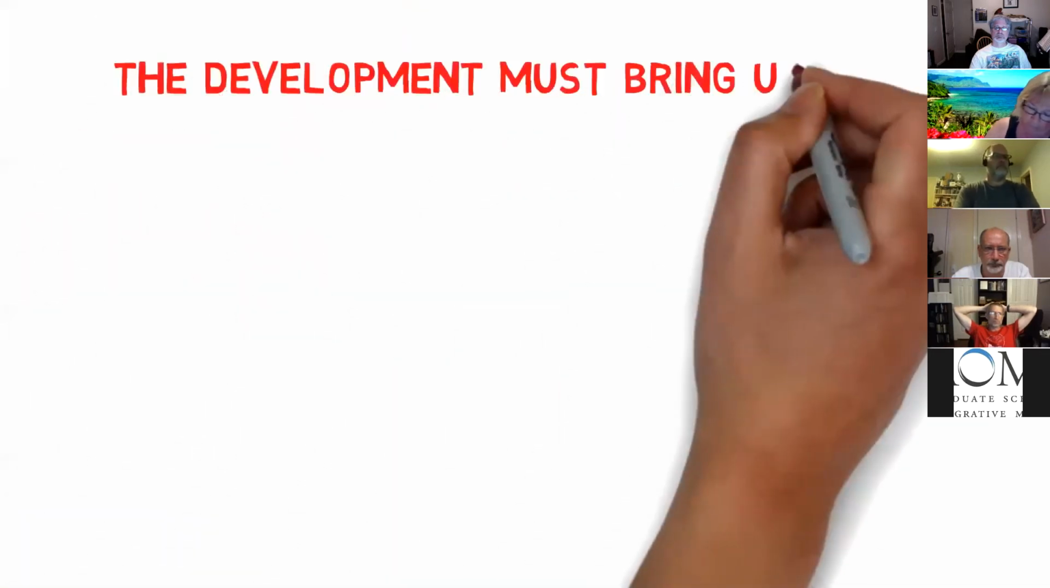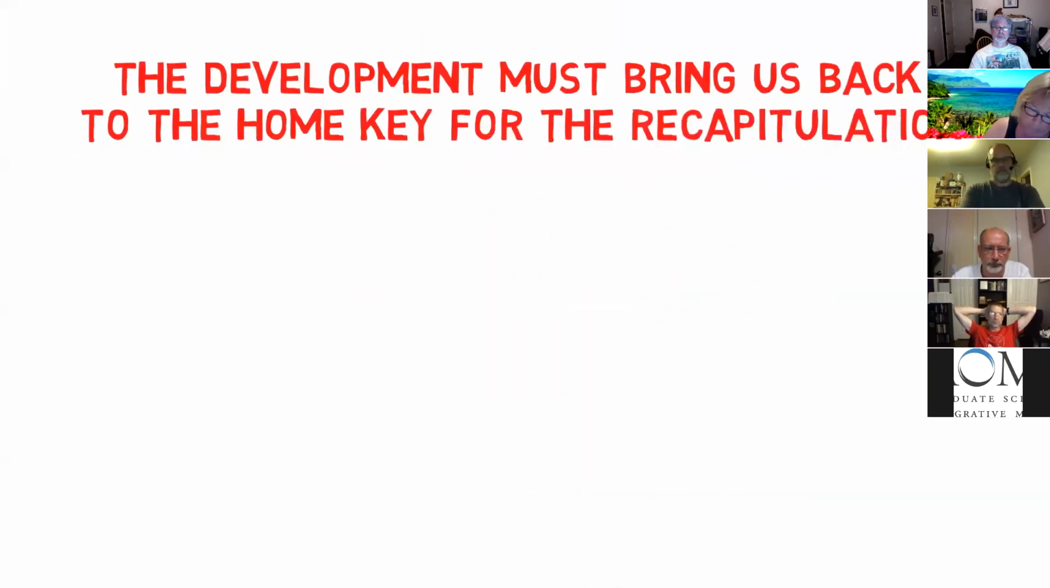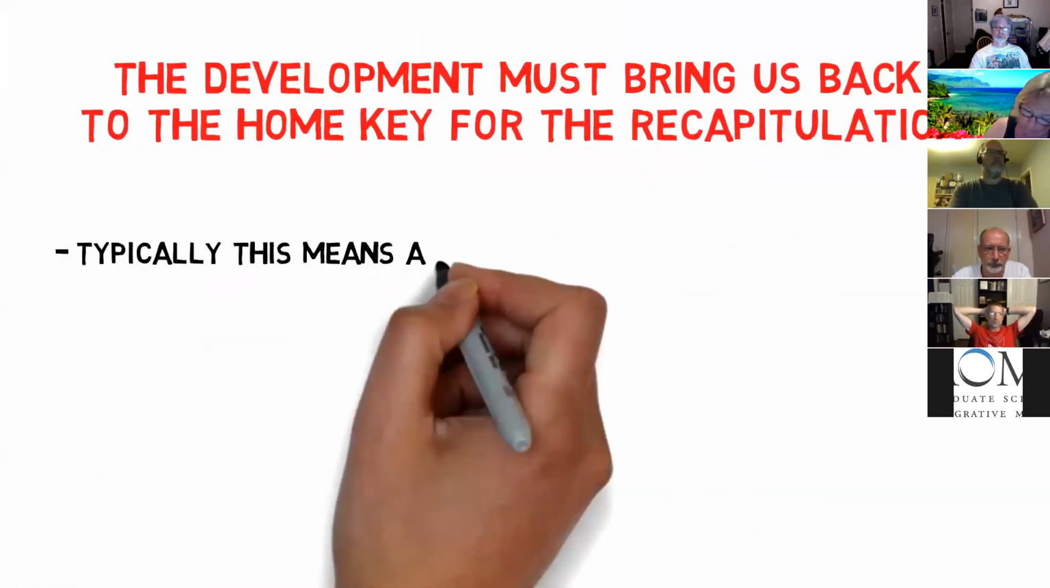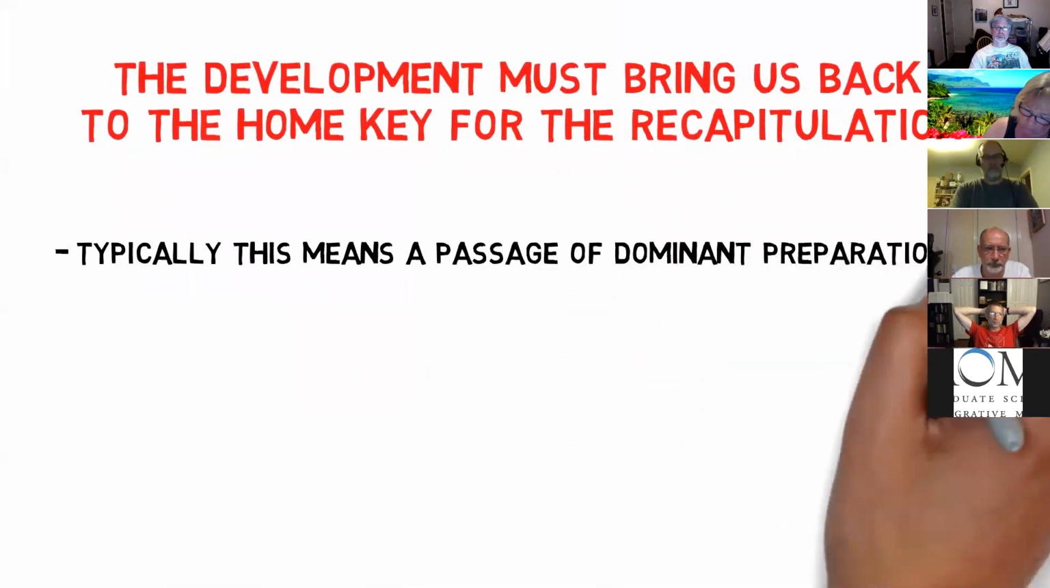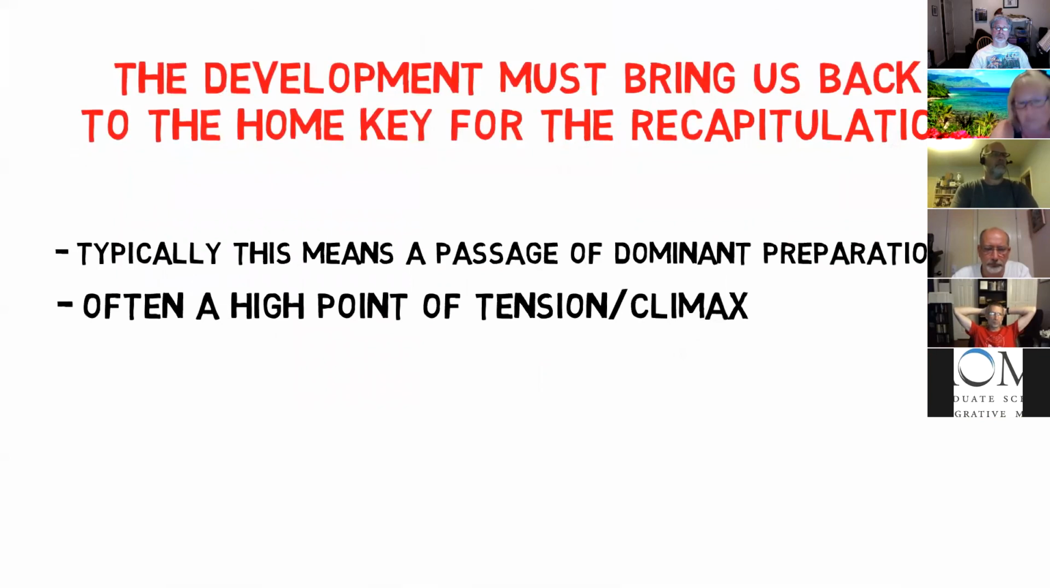Finally, of course, the development has to bring us back to the home tonic for the start of the recapitulation. So the development section will typically end with an amazing passage of dominant preparation. This moment can often be a high point of tension and climax in the piece, especially with later composers. Mozart uses this dominant preparation to shower us with classical thunder.